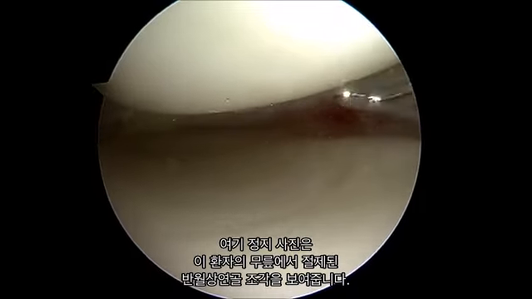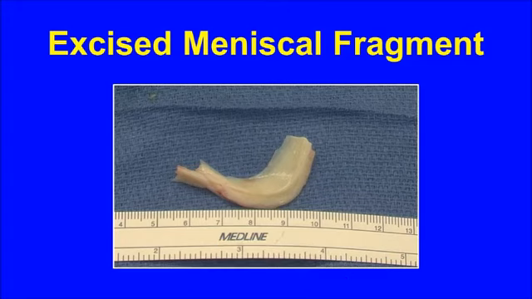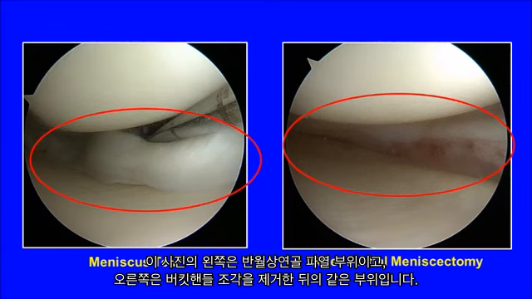Here is a still photograph showing the fragment of meniscus that was excised from this patient's knee. This image shows the area of the meniscus tear on the left and the same area after the bucket handle fragment has been removed on the right.